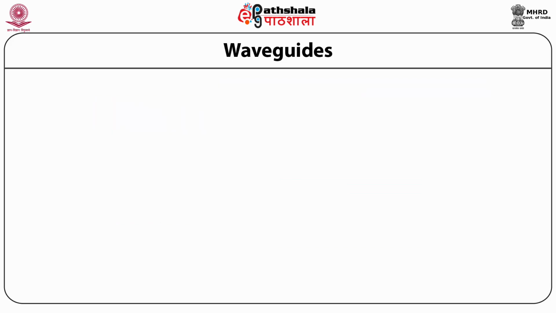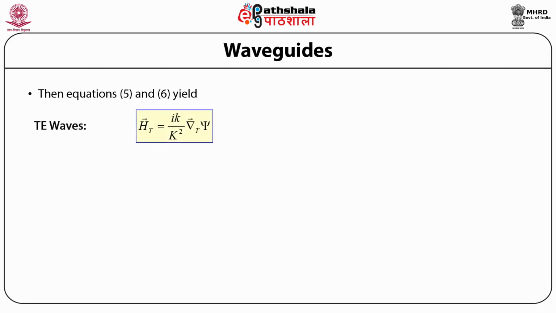Waveguides. Using this general formulation for the wave equation for both the transverse magnetic and the transverse electric modes in 2 dimensions, and using the equations that define the transverse component of the electric field and the transverse component of the magnetic field, we can write that the wave equation for the transverse electric waves is given as the transverse component of the magnetic field induction vector H transverse is equal to iota times k by capital K square, times the transverse component of the del operator acting on the wave function psi.